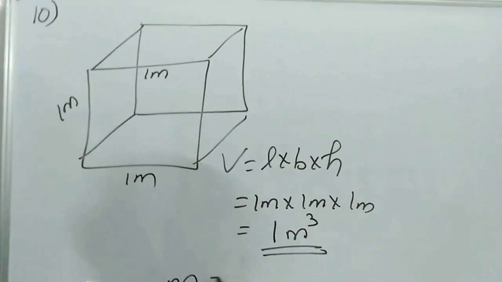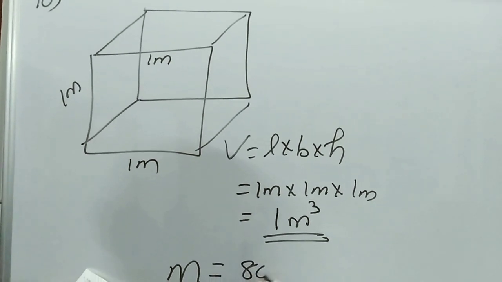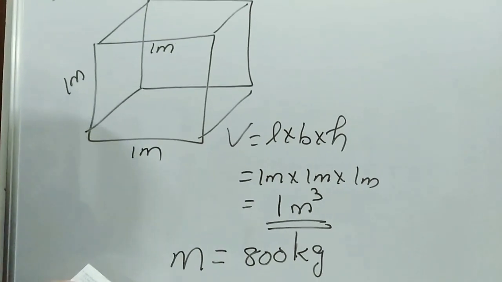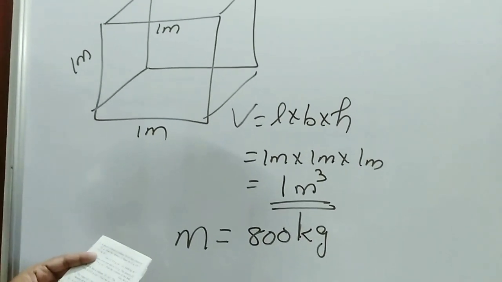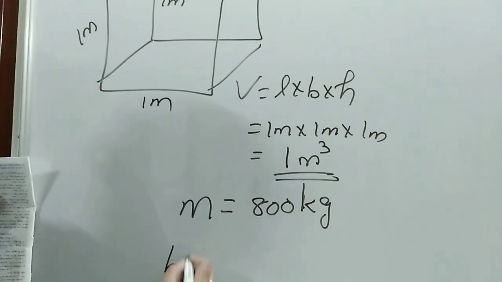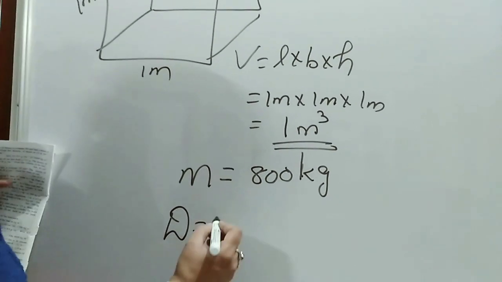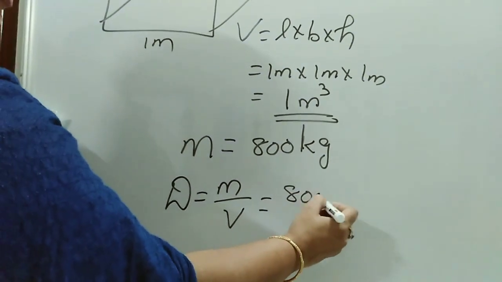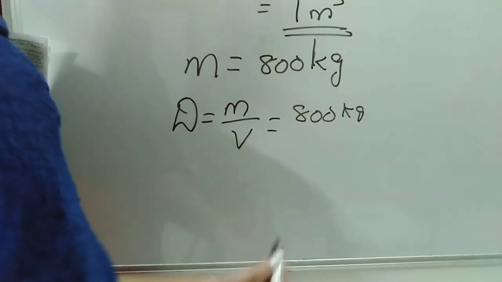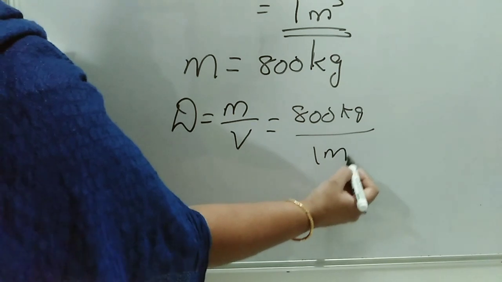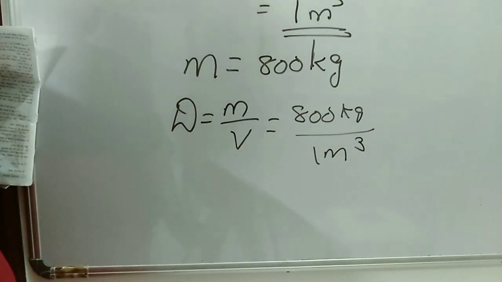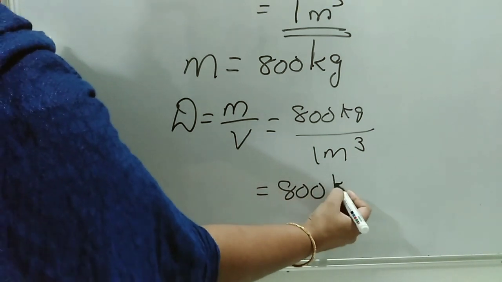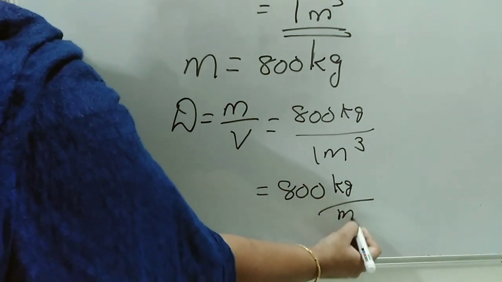And mass is given in the question, 800 kilogram. Find the density of liquid in kilogram per meter cube. So direct question, density is equal to mass by volume. Mass is 800 kilogram and volume is 1 meter cube. 800 by 1, 800. So final answer you will get 800 kilogram per meter cube.